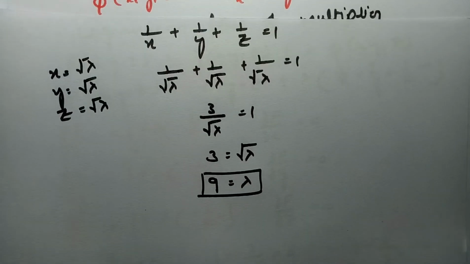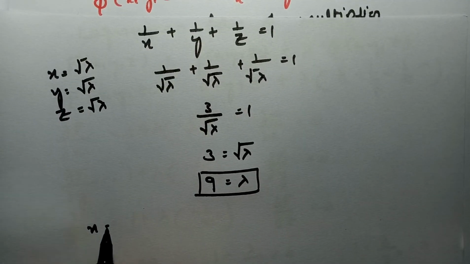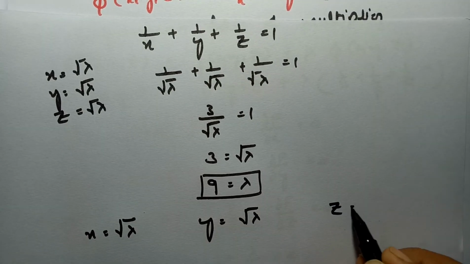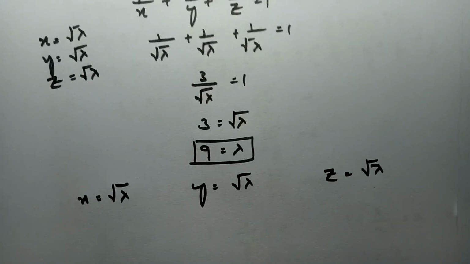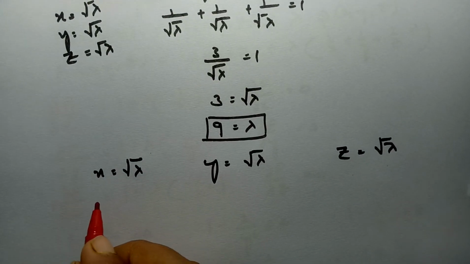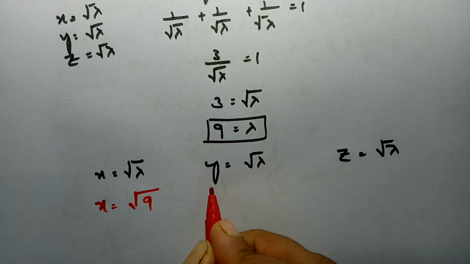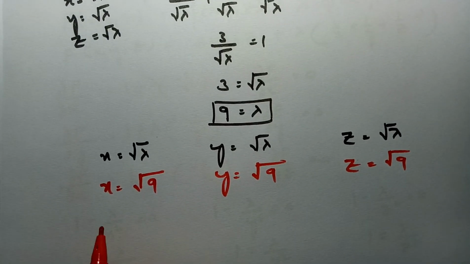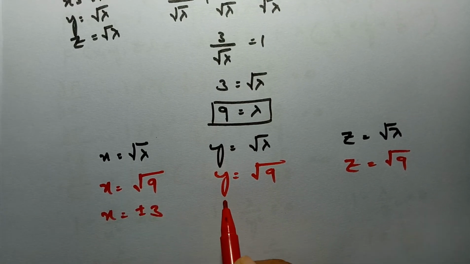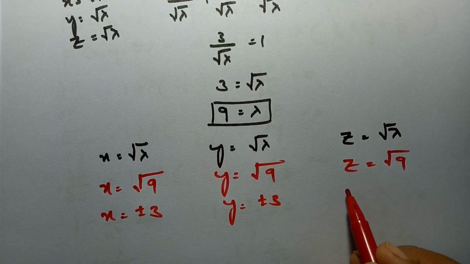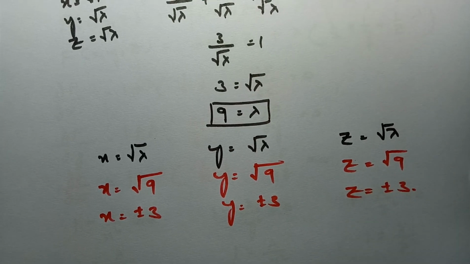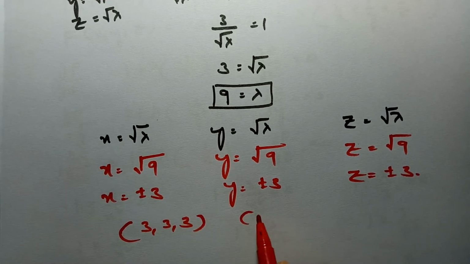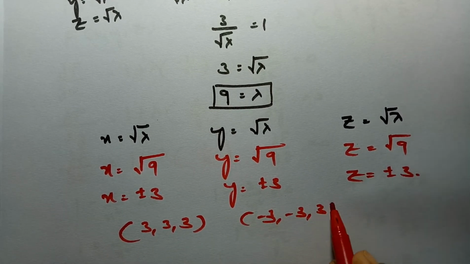After getting the lambda value, what are our x values? X is equal to root lambda, y is equal to root lambda and z is equal to root lambda. What is the value of lambda? Lambda is nothing but 9, so x is root 9, y is root 9, z is root 9. So the x value will be plus or minus 3, y value will be plus or minus 3 and z value will be plus or minus 3. So we got the points as 3, 3, 3 and minus 3, minus 3, minus 3.